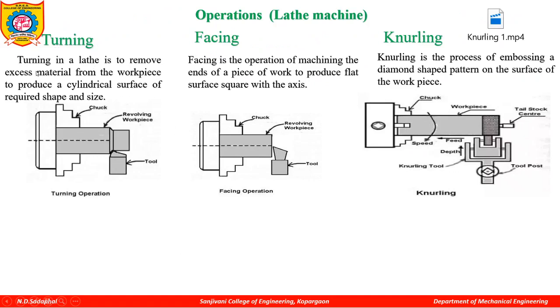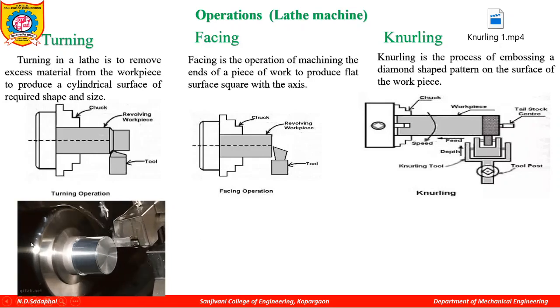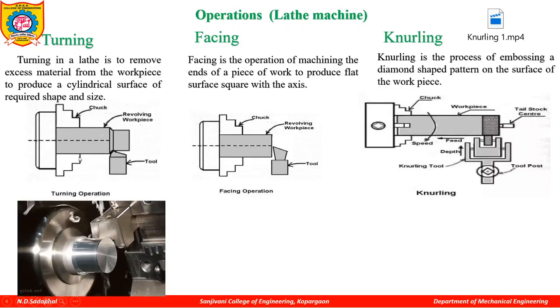So first is the turning operation. So what is the turning operation? The turning in the lathe machine is to remove the excess material from the workpiece to produce a cylindrical surface of required shape and size. So in turning operation, a cutting tool is going to move along the axis of workpiece or parallel to axis of workpiece. Now you can see this is a workpiece which is fixed inside the chuck, and cutting tool is moving parallel to axis of workpiece. This cutting tool is moving parallel to axis of workpiece.